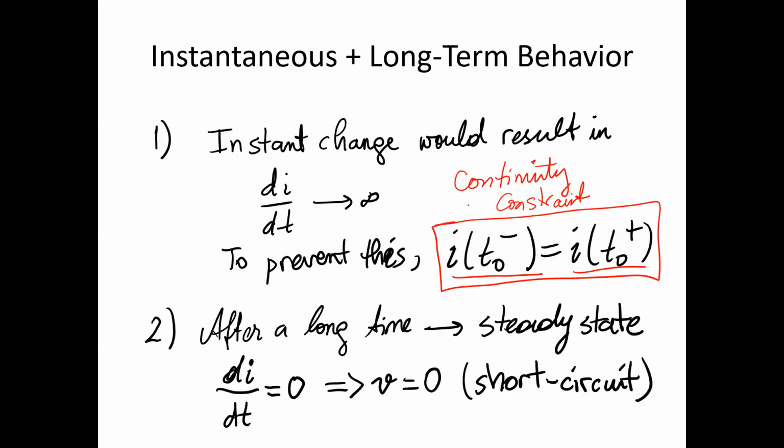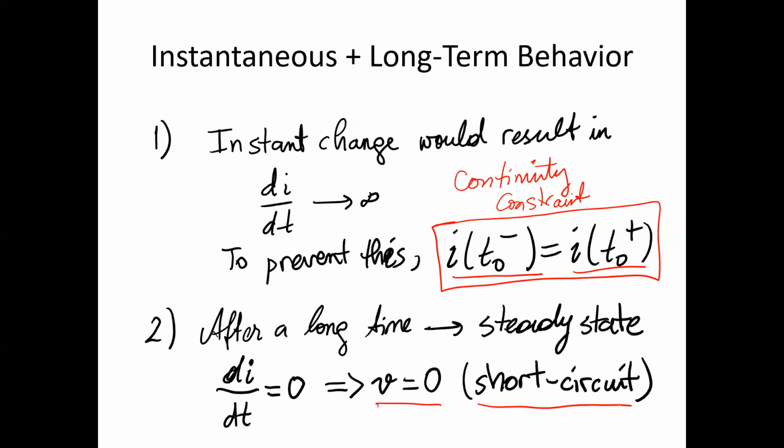Secondly, we should consider what happens when the inductor is in steady state. Again, this is the case where a long time has passed, all the transients have died down, and we want to see what the situation is in the circuit. To understand how the inductor will behave, let's substitute that the derivative is equal to 0. Here we're taking the derivative of the current and setting it equal to 0. Using the fundamental relation for the inductor, that means the inductor voltage must be equal to 0. V equals 0 corresponds to a short circuit.